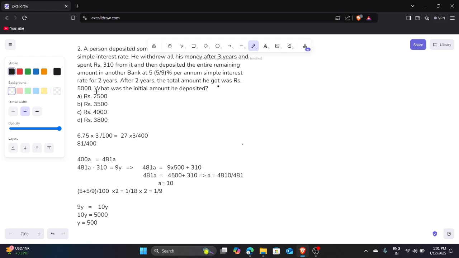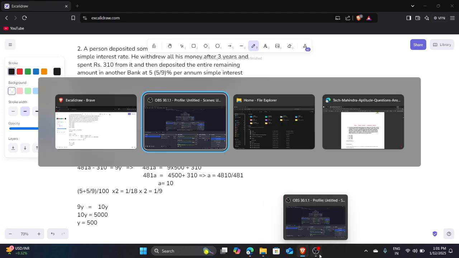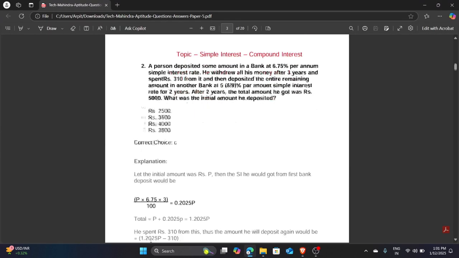At the last, what they are asking is: what was the initial amount of the deposit? So we consider the initial amount as 400a. We just put the value of a in it, and we get 4000. That is the answer. This is the explanation with the help of the fraction method, and I already explained this with the basic method. Okay, now we do some more questions.